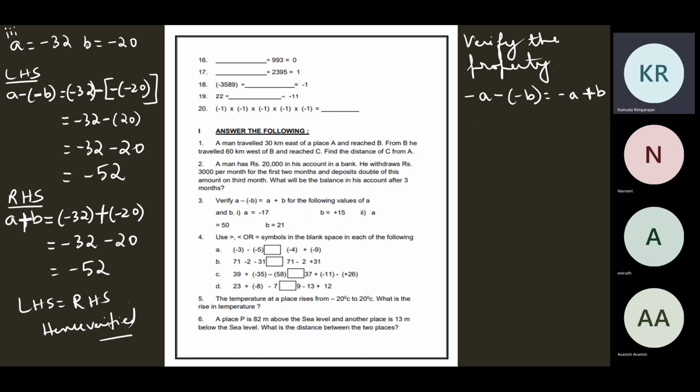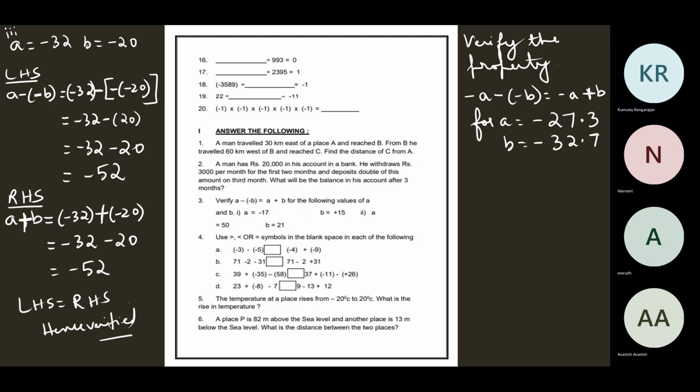Verify this property for me, okay? This is a different property. What I've written is a different property. For A is equal to minus 20.3 and B is equal to minus 32.7. I don't know what I wrote earlier, so just forget that. Verify the property.